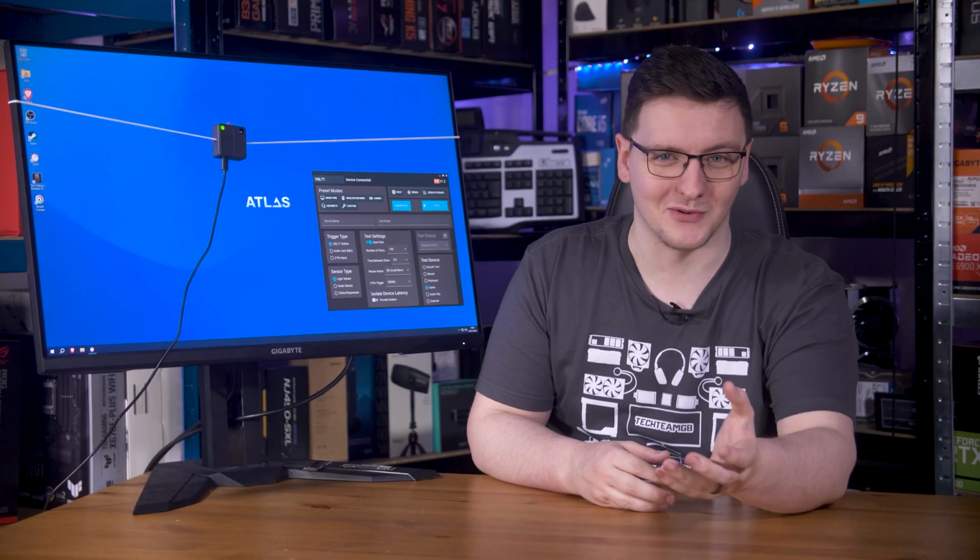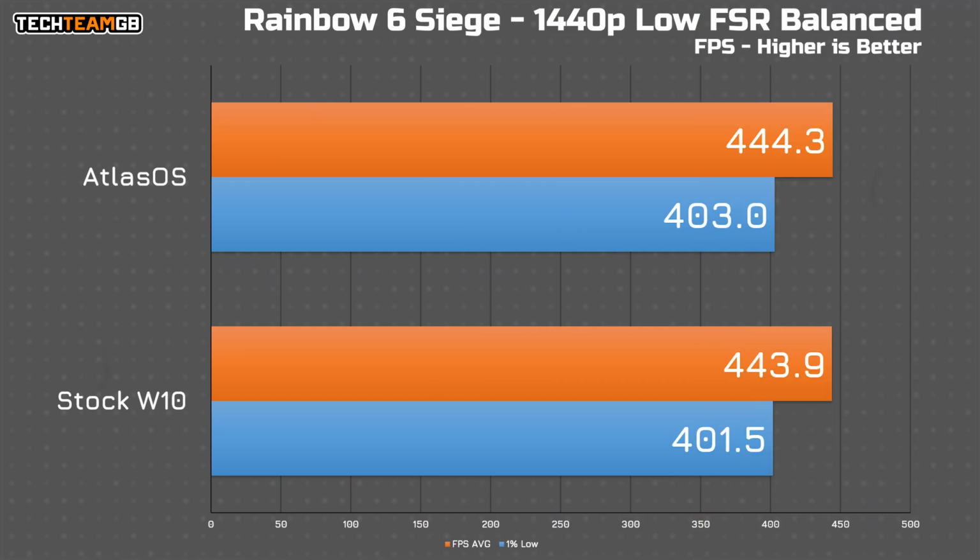So, what are the results? Well, Siege's built-in benchmark reckons that there is functionally no difference. Atlas is running at 444 FPS average and 403 FPS in the 1% lows, versus stock Windows running at 444 FPS average and 401.5 FPS in the 1% lows. Hardly the deal of the century.